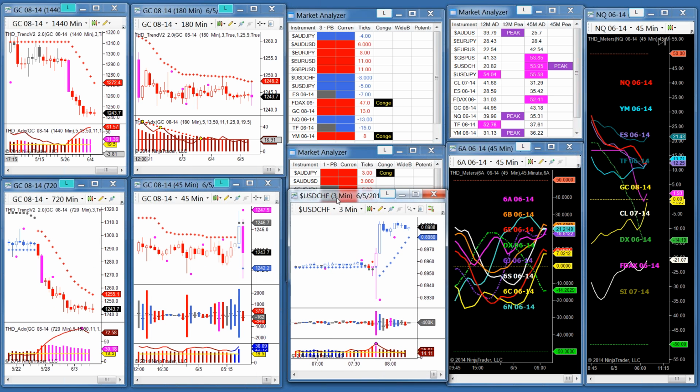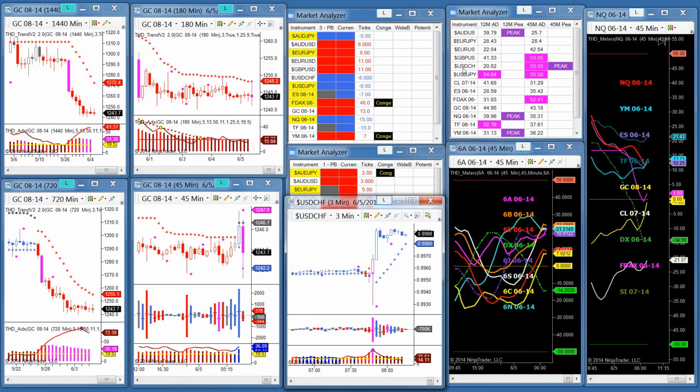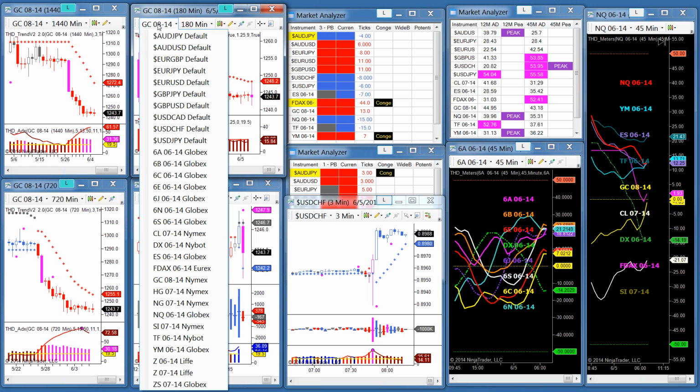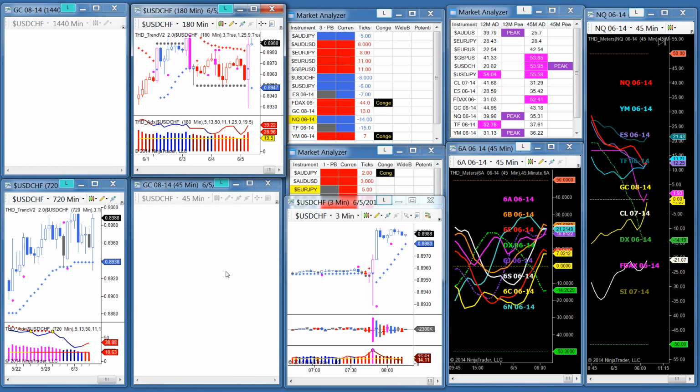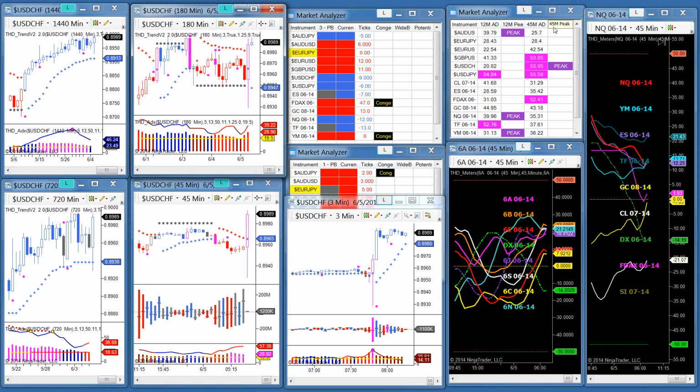Okay, let's go ahead and look at the USD Swiss franc since that has a peak on it, and I'm going to explain to you why we look at it. Number one, we need to look at the 45-minute because that's where the peak is. What color is this line? This line is red. That means that this is going to be a retracement upwards, okay?